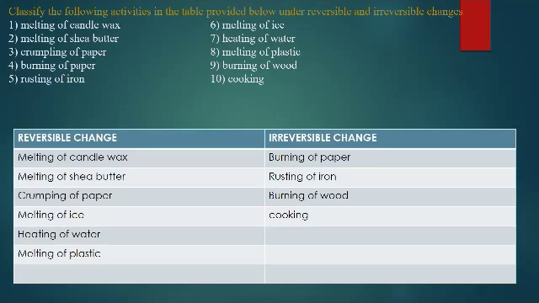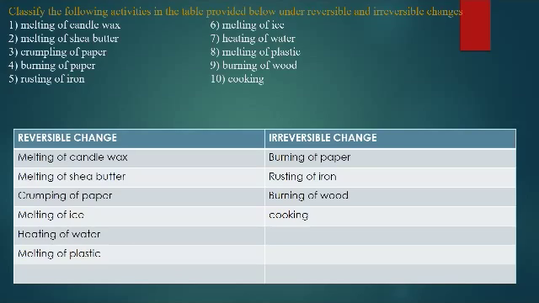Number 6, melting of ice. So melting of ice, we established that is a reversible change. When ice is melted, you can take it back to the fridge for it to ice again anytime you want. 7. Heating of water. Heating of water is also a reversible change, simply because when you heat water, there's no chemical formation. There's no new substance that is formed. You still get water. 8. Melting of plastic. So melting of plastic is also a reversible change. There is no new thing formed. You still have plastic after melting it.